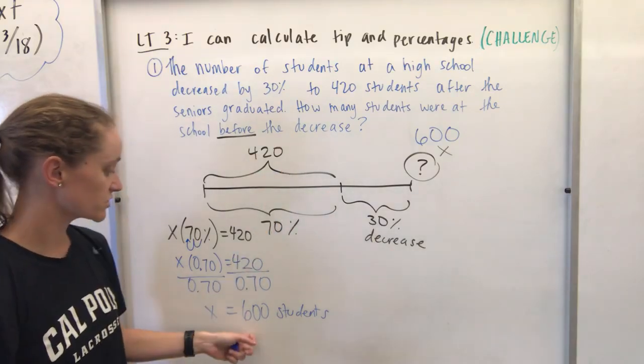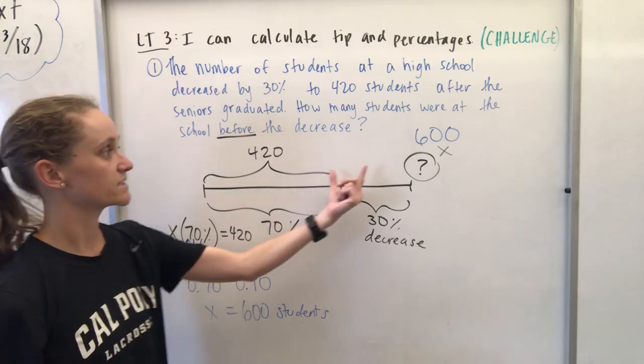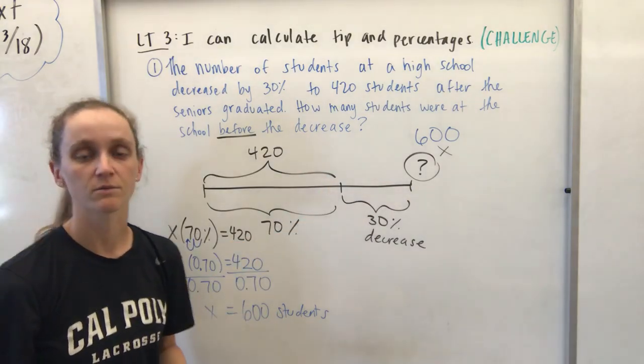So it's kind of nice on these ones, you can kind of check your work. Like, if it's a 30% decrease, does it make sense that 180 kids didn't go there anymore? Yeah, it seems like it could be a plausible answer.